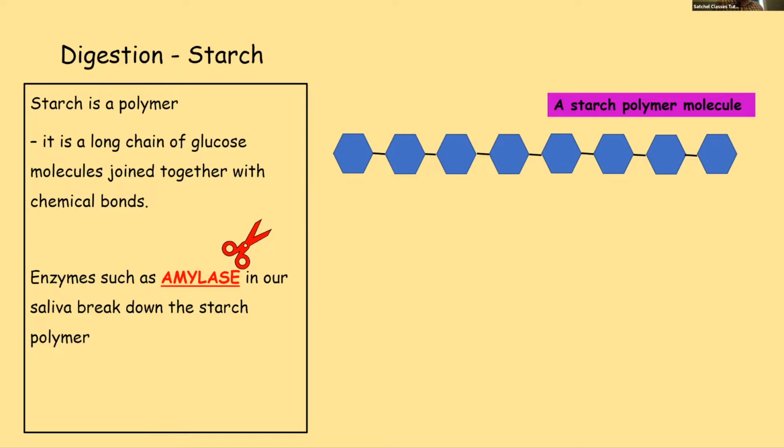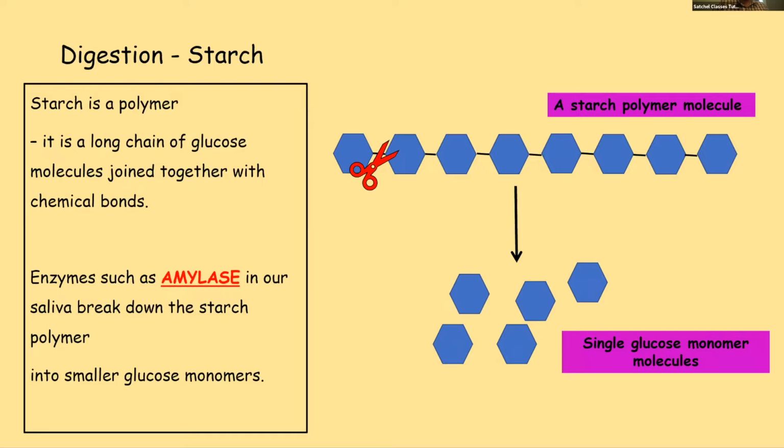Enzymes, such as amylase in our saliva and in our small intestine, act a bit like scissors and break the bonds between the starch polymer molecules to release the individual glucose subunits. So there's our scissors going off, cutting that bond, and what we get released is smaller glucose monomer molecules one at a time. The polymer starch will not break down at the same speed as it does without amylase. So amylase is important to get that reaction to happen at an appreciable speed that we can release energy from our starch.